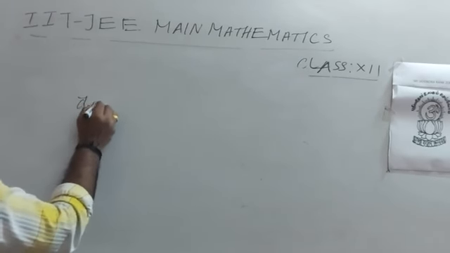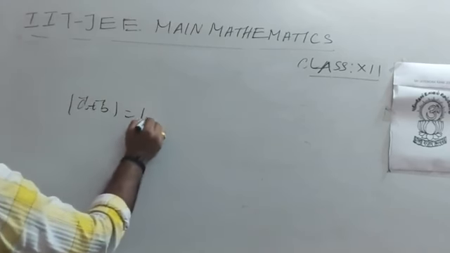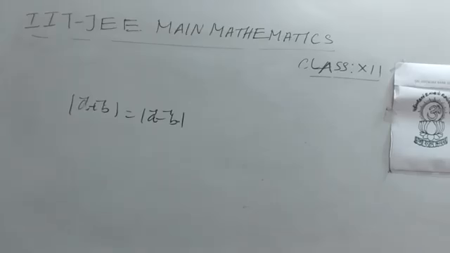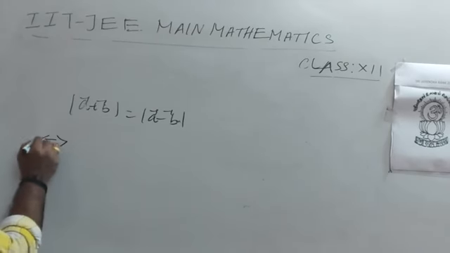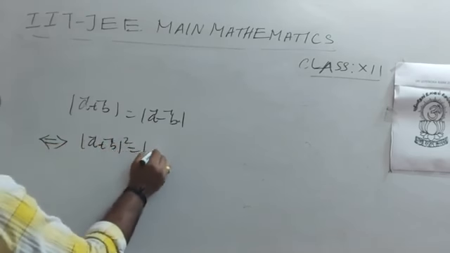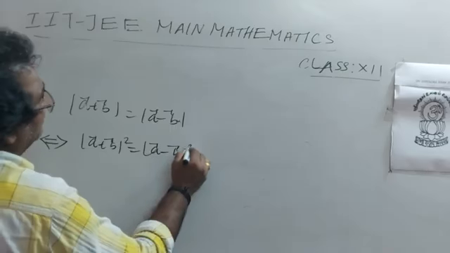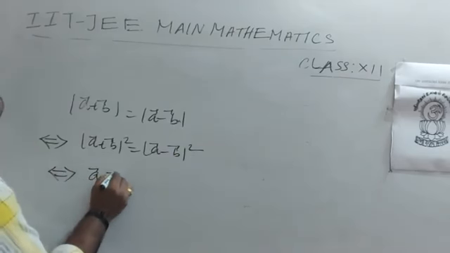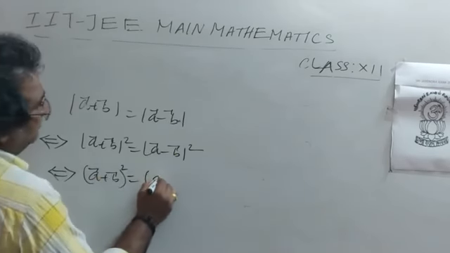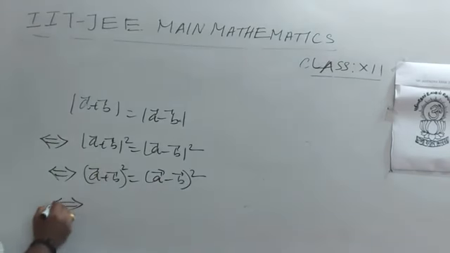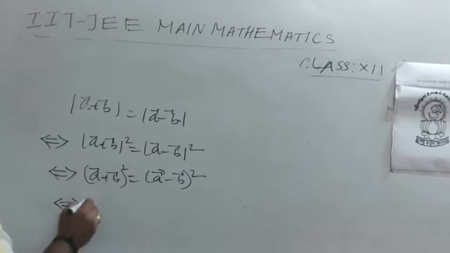So modulus of A vector plus B vector equals modulus of A vector minus B vector if and only if modulus of A plus B, the whole square, equals modulus of A minus B, the whole square. This symbol means if and only if.